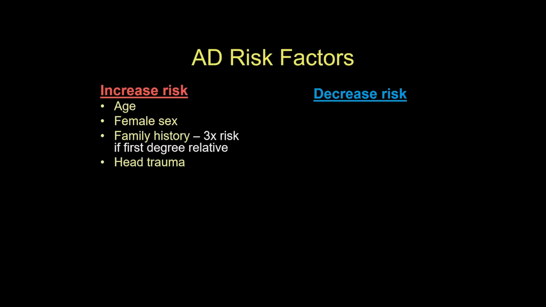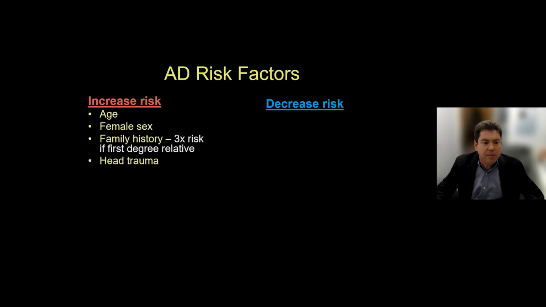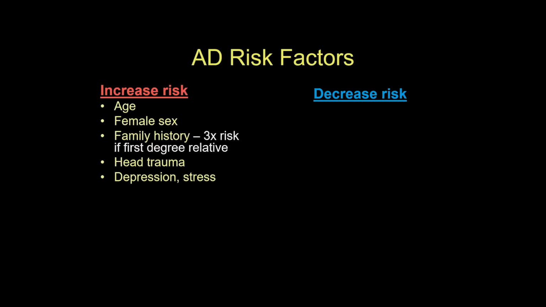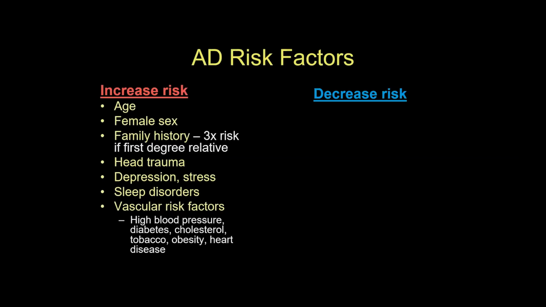A previous history of head trauma, anywhere from repetitive head traumas, small, mild traumas, to moderate to severe traumas, seems to be a risk factor. There's a lot of interest in this now in the military and in professional sports. Depression and stress are risk factors. That's not anything that any of us have to worry about, I'm sure, in 2022. Sleep disorders seem to be a risk factor, and then vascular risk factors. So anything that's bad for the heart is bad for the brain. High blood pressure, diabetes, cholesterol, tobacco use, obesity, heart disease, all of these are risk factors for developing Alzheimer's.